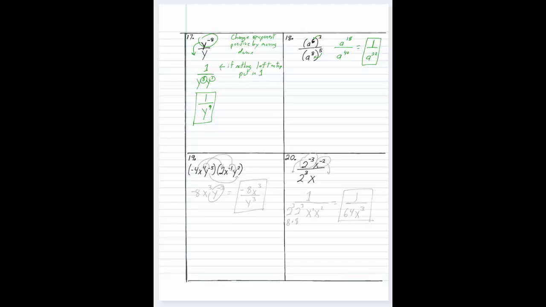Alright, 19. What we'll do is we'll just do numbers with numbers, x's with x's, y's with y's. So first we'll do negative 4 times 2. That's negative 8. Then we'll do x^4 and x^-1. Well, 4 minus 1, that's going to be x^3. Then finally we'll do y^-5 with y^2. Negative 5 plus 2 is negative 3. But since we want our answer only with positive exponents, I'm going to move y^-3 to the bottom. So our answer is negative 8 x^3 over y^3.